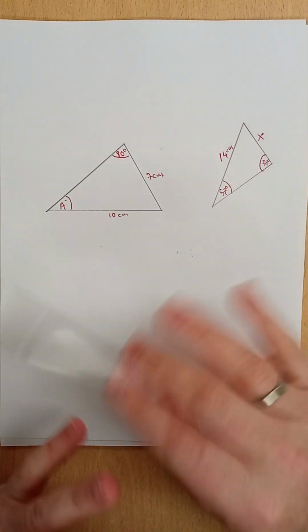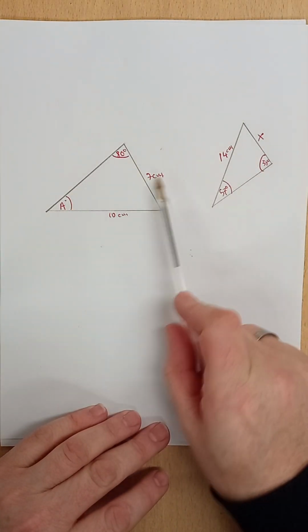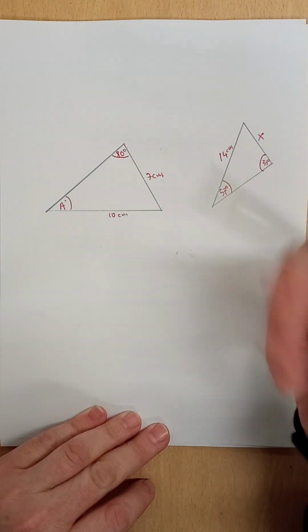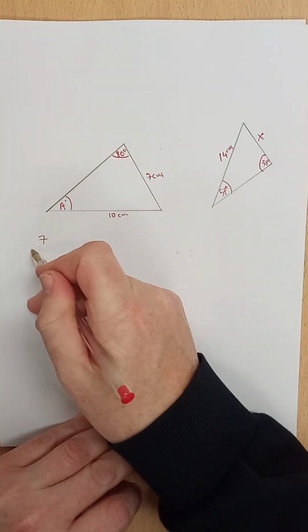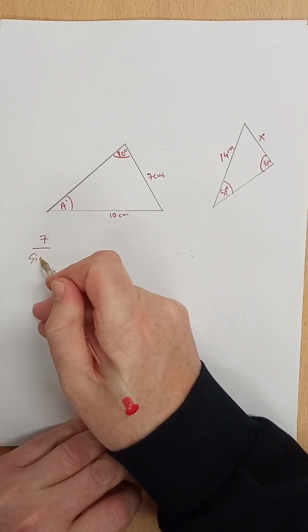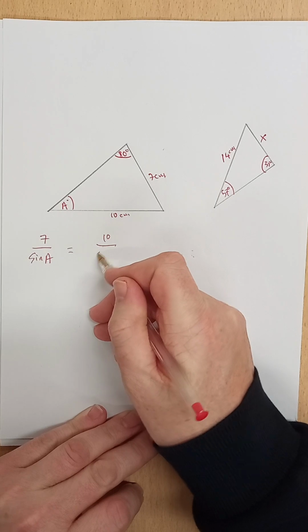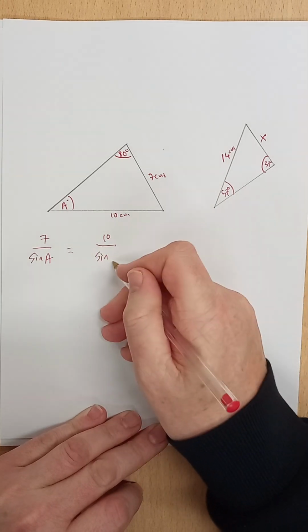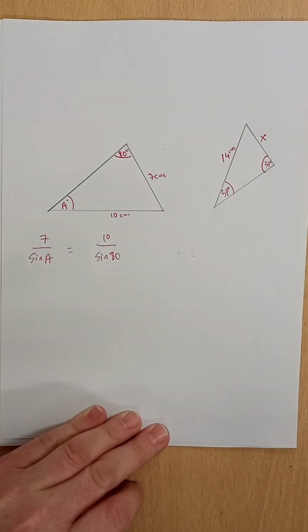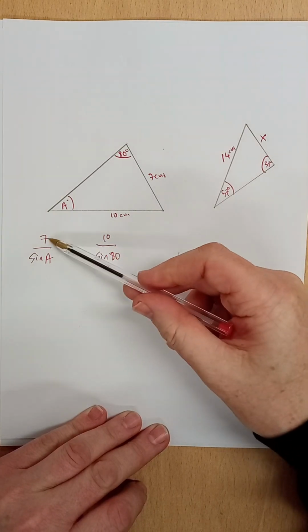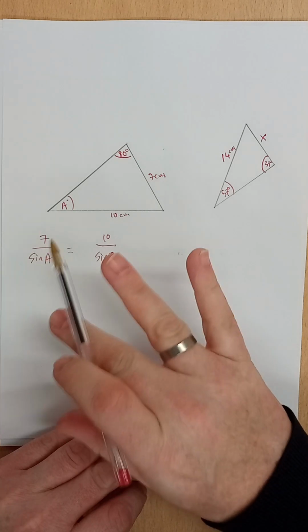You'll see the algorithms are very similar for both of them. Again, we need pairs. Let's check we have pairs. Here's a pair, here's a pair, so I have two pairs. Now let's set them up. Side divided by the sine of the angle is equal to side divided by the sine of the angle. Now you can see I've got one full completed side and then one thing missing.